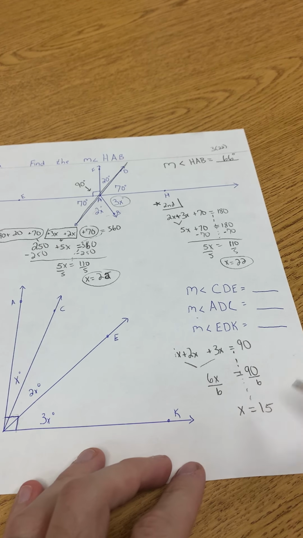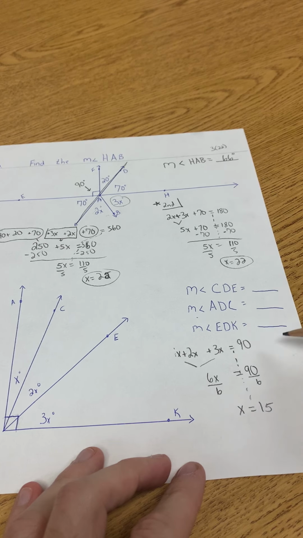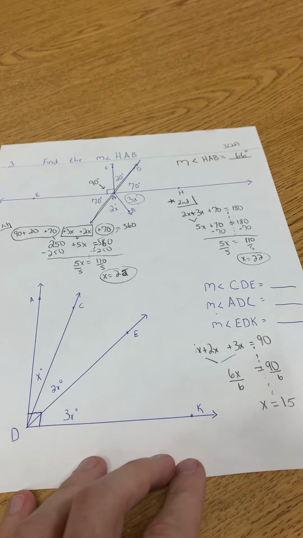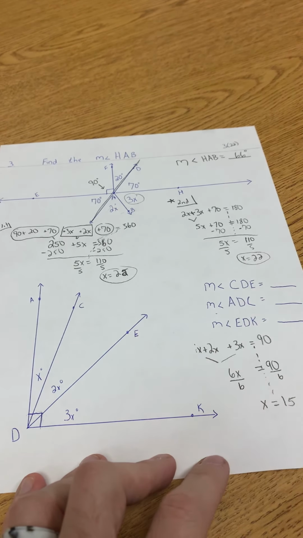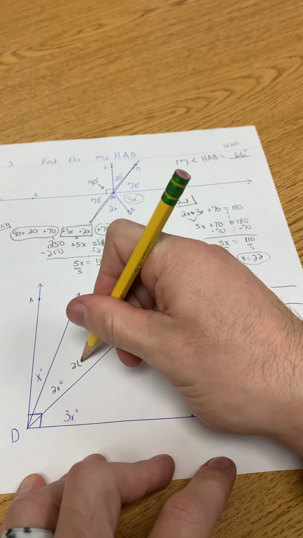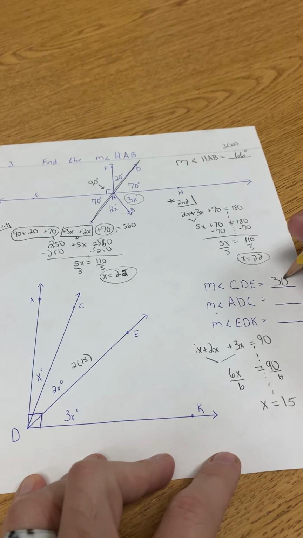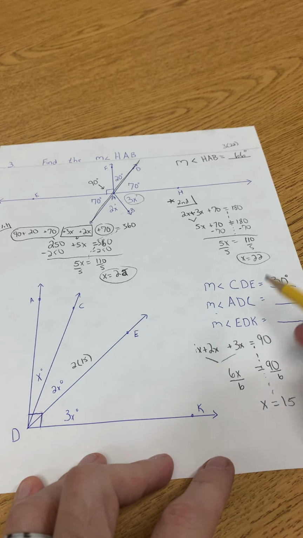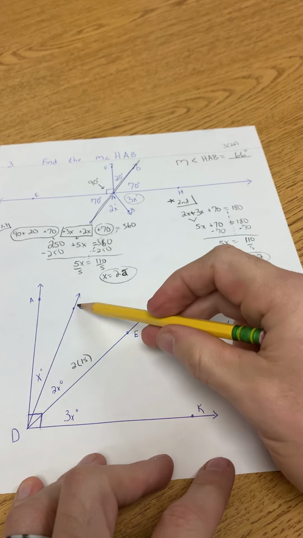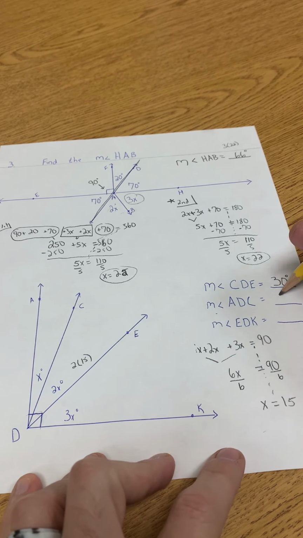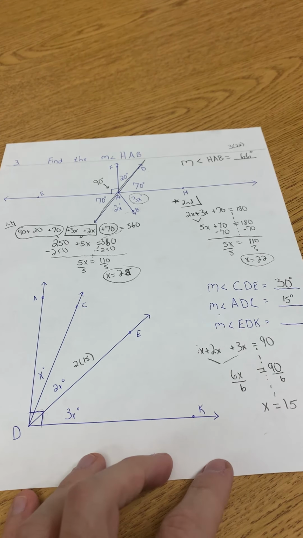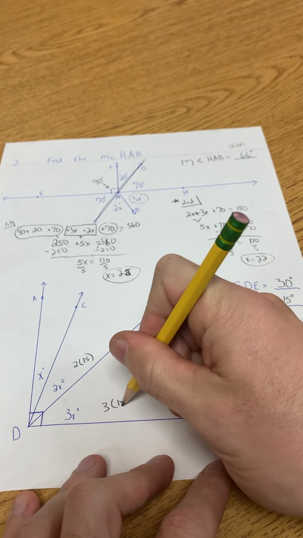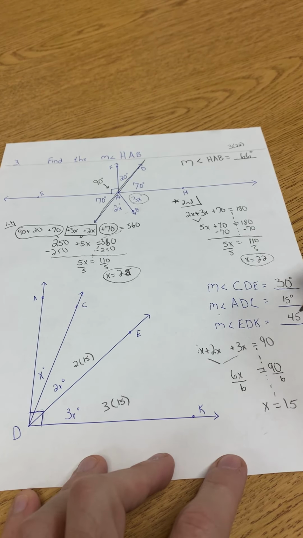So x equals 15. But it doesn't want us to find x. It wanted us to find these angles. So the first angle, and this is why it's important that you know how to look at your angles, says CDE. So I'm finding that 2x first. Well, to do that, it's 2 multiplied by 15, which gives me 30 degrees. Then it's ADC. That's x degrees. Well, x is 15, so that's 15 degrees. EDK is 3x. So that means 3 multiplied by 15, which is 45 degrees.